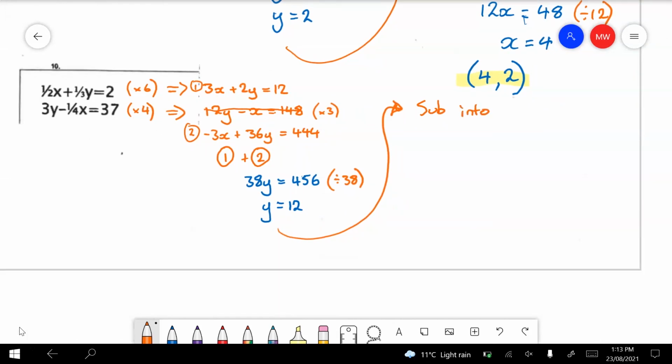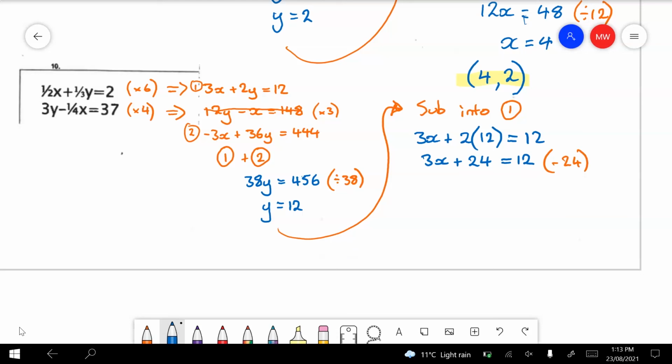Let's go into equation 1 because it's got much smaller numbers and it's a bit friendlier to work with. So let's rewrite equation 1, 3x plus 2 times y makes 12. That means that 3x plus 24 will make 12. Balance method, we'll take 24 from both sides. So I'll end up with 3x's equaling negative 12. Back to balance method. Divide by 3 both sides. And x will be minus 4. So my final answer is when x is minus 4, y is 12.